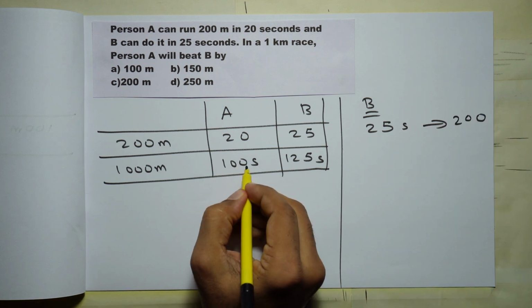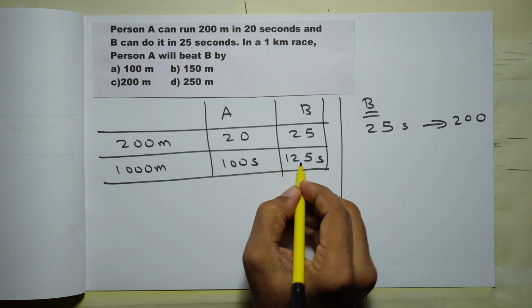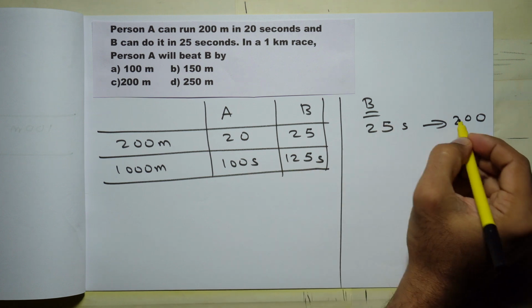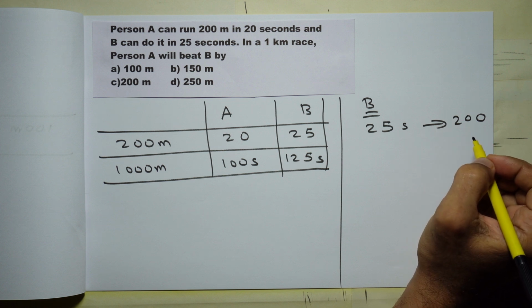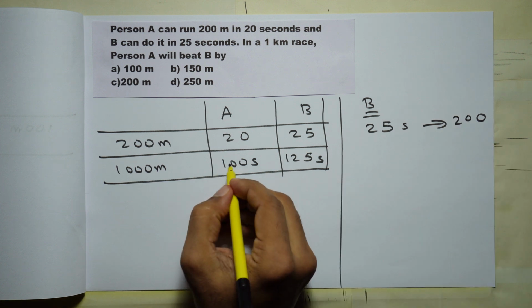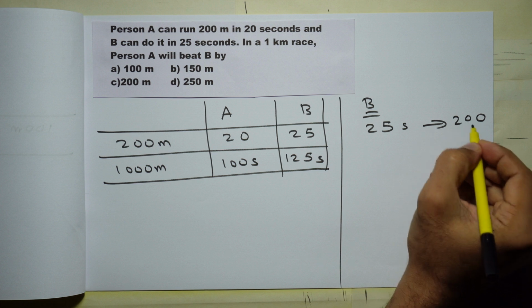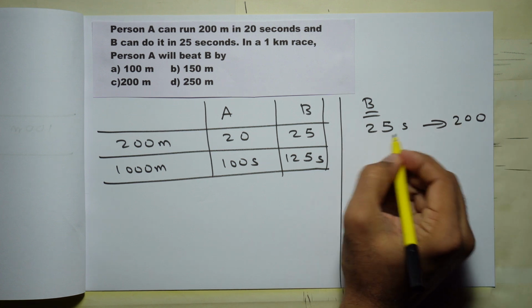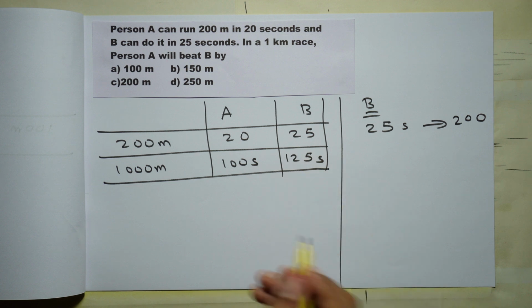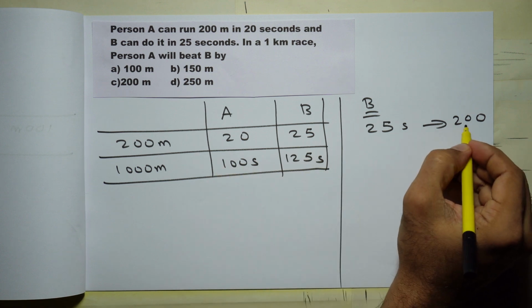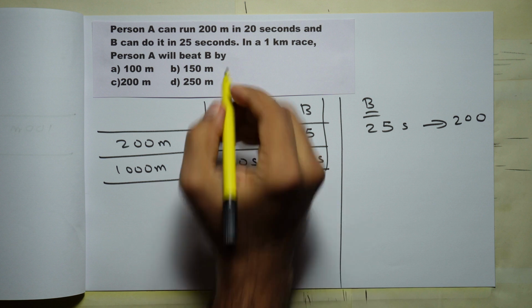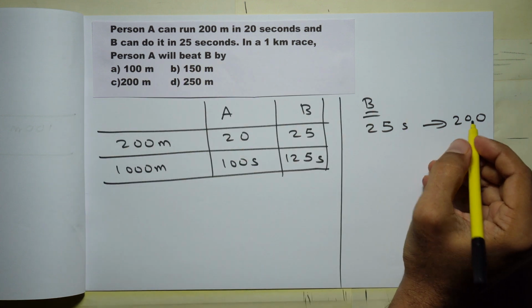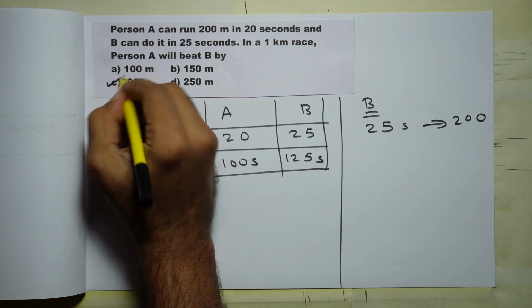So after A has completed the race, B requires another 25 seconds. And in these 25 seconds, B will actually do 200 meters. Which means that when A completes the race, B will be 200 meters behind. And to do these 200 meters, B will require 25 seconds. So in a 1 kilometer race, A will beat B by 200 meters. That is option C, 200 meters.